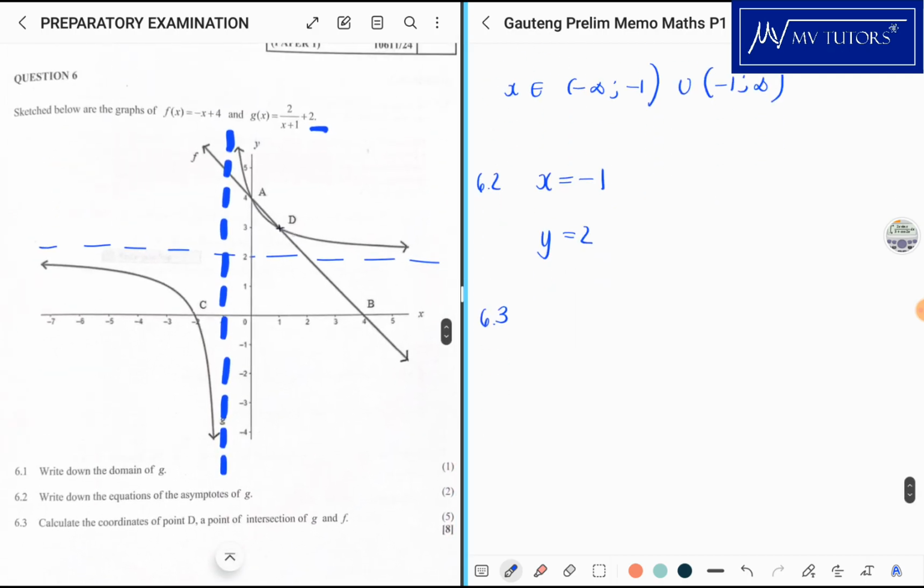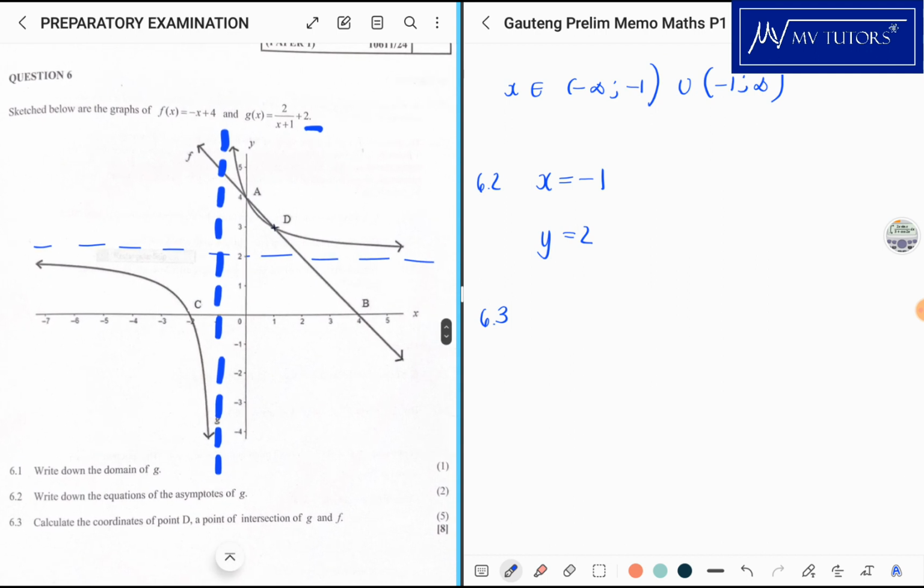All right, so basically there, we know for A, they intersect at y equal to 4, right? Now for D, where exactly do they intersect? I can see y is 3 and x is 1 just by looking at it, just by visual inspection. But this is 5 marks, so I need to go and show where f of x is equal to g of x.